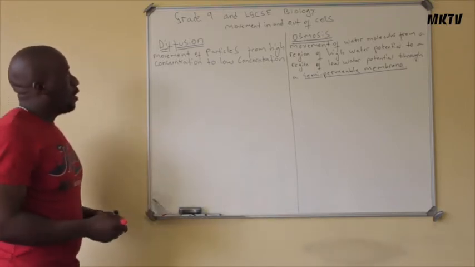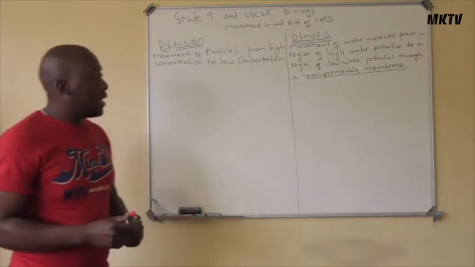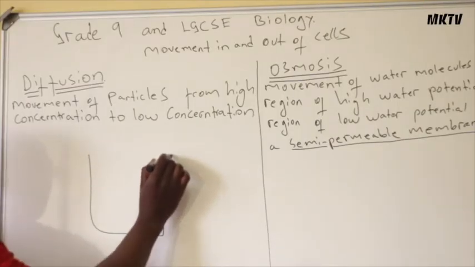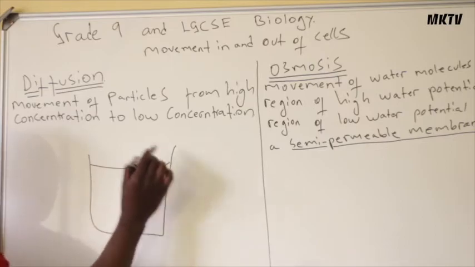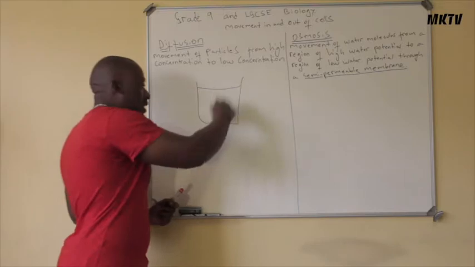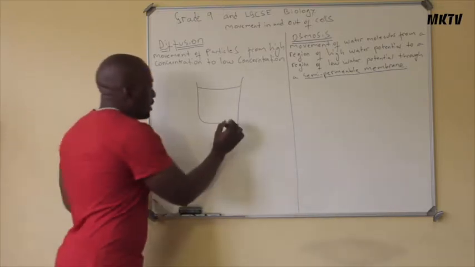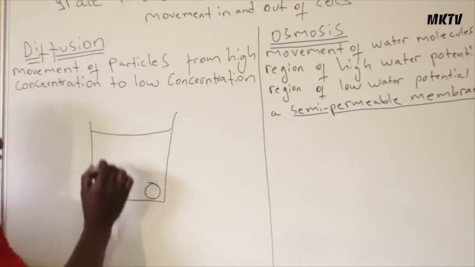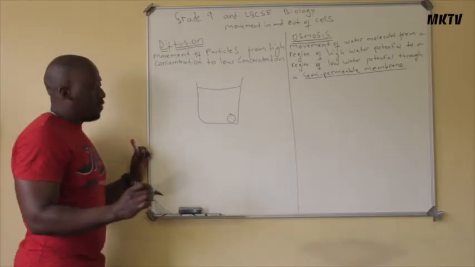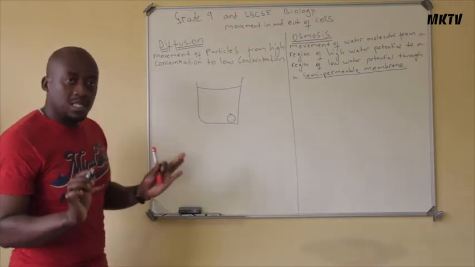Now, diffusion can also take place in liquids. In the laboratory, we have beakers. We can take a beaker and fill it with water. After filling the beaker with water, potassium permanganate can be poured inside the water. What is going to happen is the particles of potassium permanganate are going to diffuse in the water without being stirred.